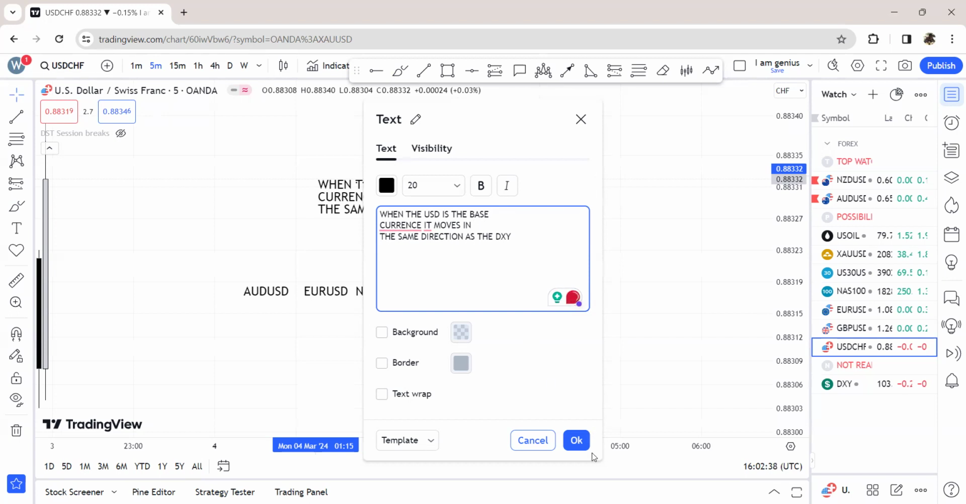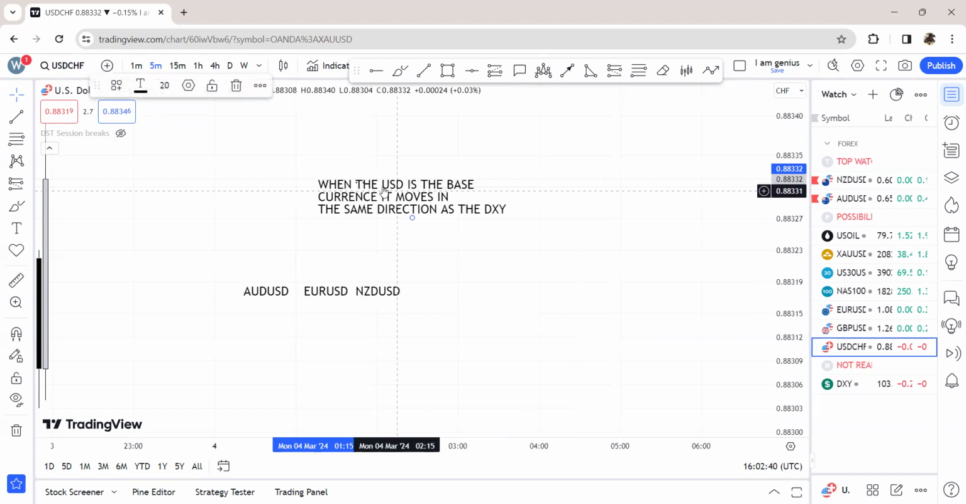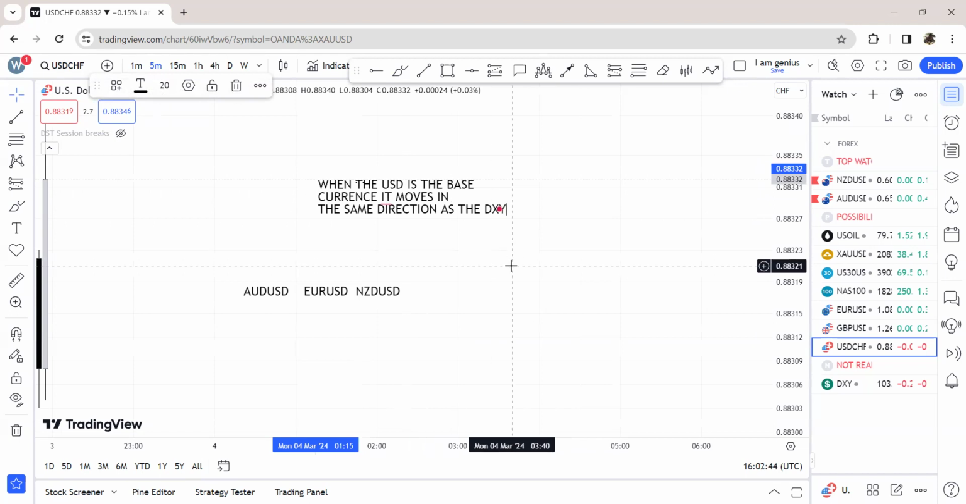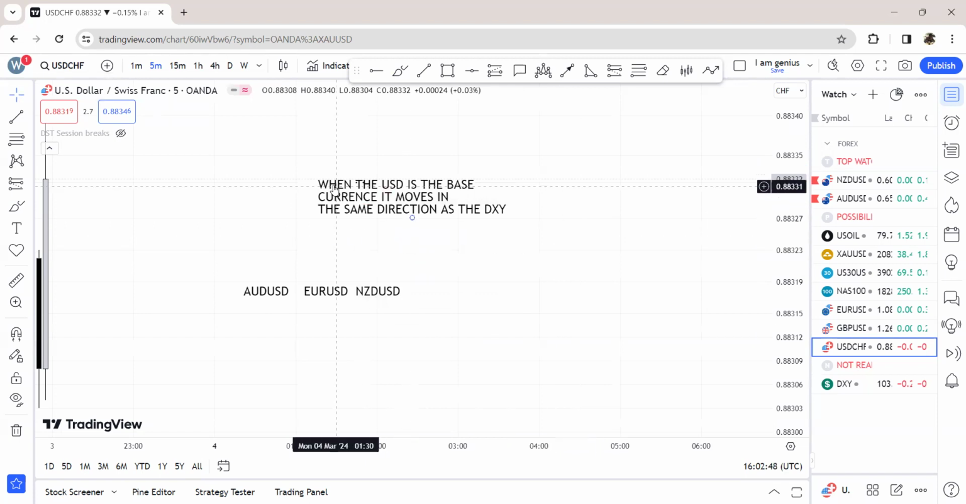Now, with this in mind, my question is, where do you think these currencies written down here are going to be going?